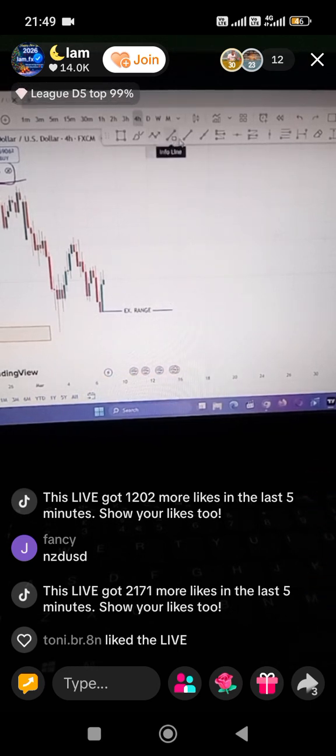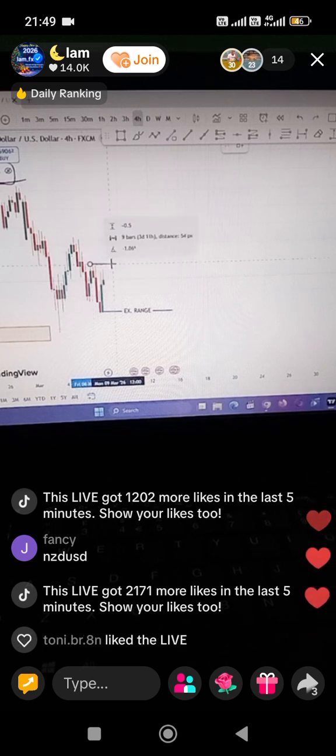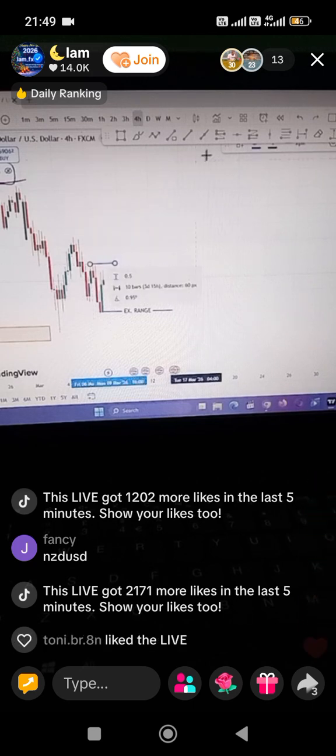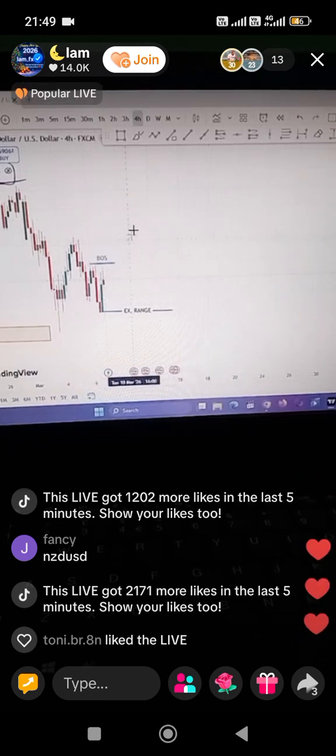Wait for the market to give you the swing high, that is to at least break this particular zone. If it gives you a break of structure on the 4 hours time frame, a very beautiful break of structure here, that would tell you the buyers are now taking the market.